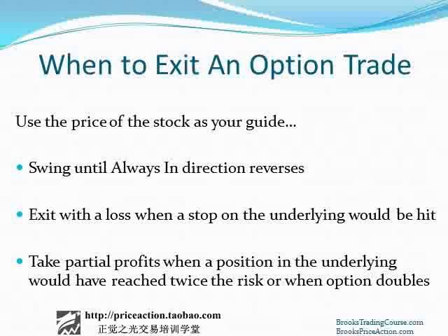So if you buy a call for $1 and it's now worth $2, take at least half off. If the underlying risk was, let's say, $1 and the underlying has moved $2, twice the size of the underlying risk, then you can take half of your option position off.